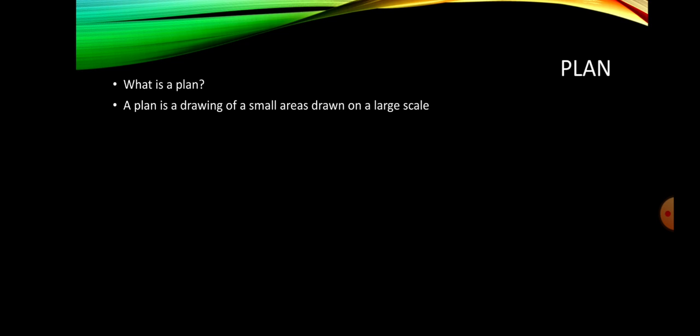Plan. Now the last point is plan. What is a plan? A plan is a drawing of a small area drawn on a large scale. As I had already told you, to show a smaller area, we use a larger scale. In the same way, for making a plan, we draw a small area with the help of a large scale, which provides us lots of information.